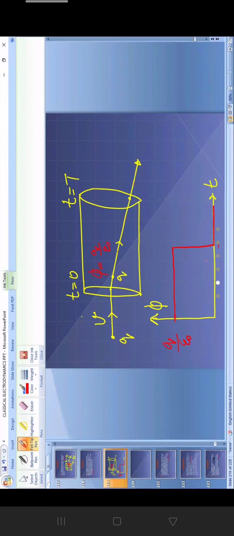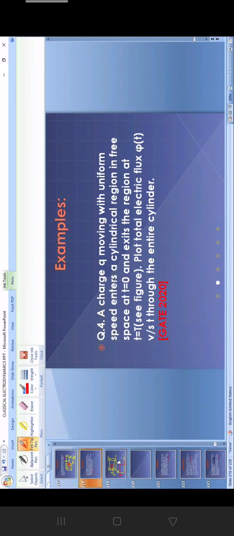So this is t equal to capital T. After capital T, the flux will be equal to 0, and after t equal to 0, the flux will be non-zero. So this will be the graph. Simple question, and that too asked in GATE 2020. There is no rocket science in this, so it is easily done.